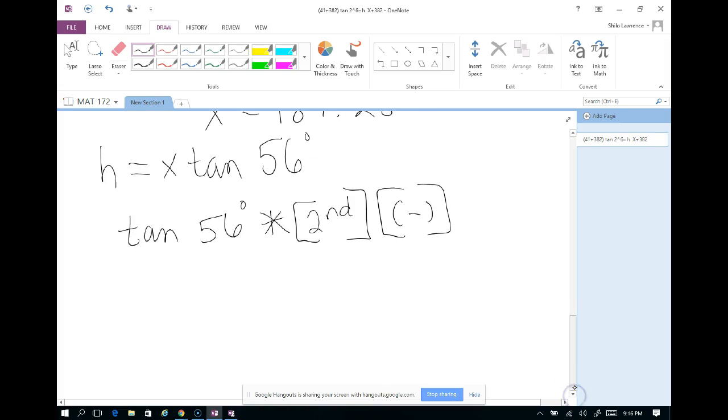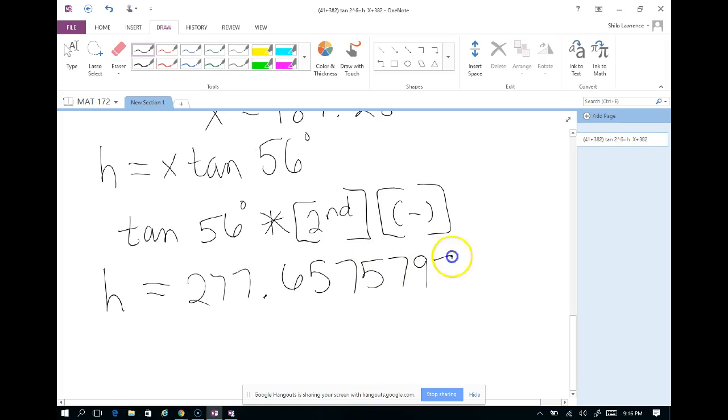And MyLabs Plus is really sensitive to those rounding mistakes, and it will tell you wrong even if you're just off by a tiny bit. So when I do this, I get h is 277.6575797. Now that's the full decimal on my screen, but remember it wanted us to round to the nearest whole number. So because my tenths position is greater than or equal to 5, I'm going to round that up to 278.